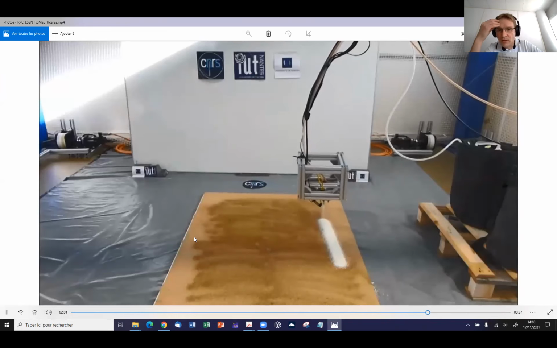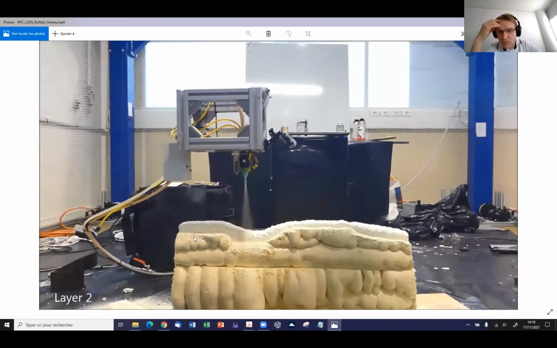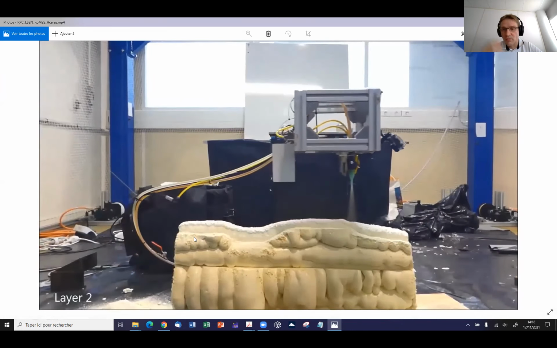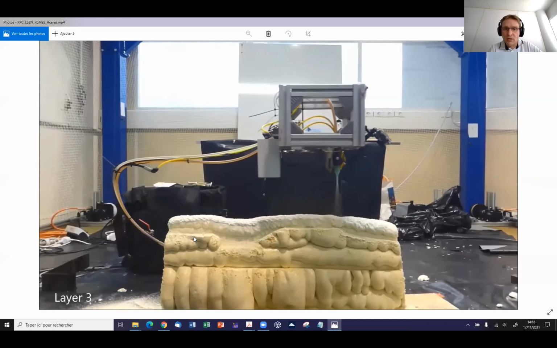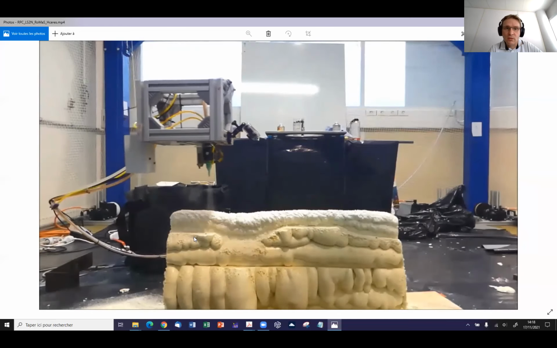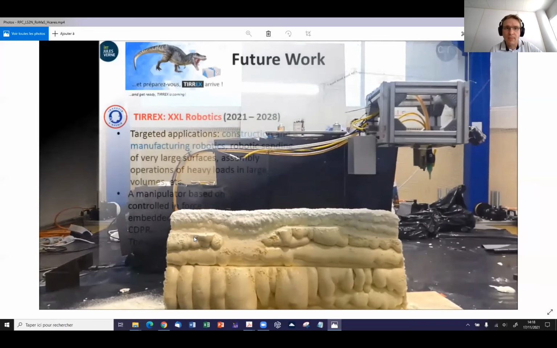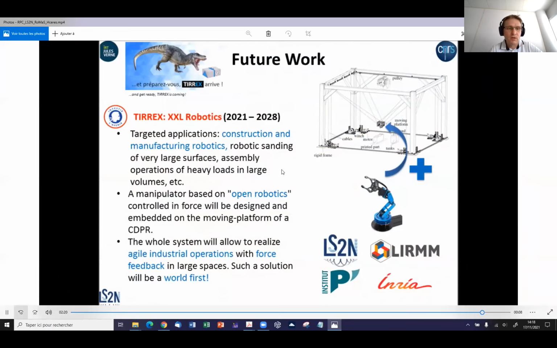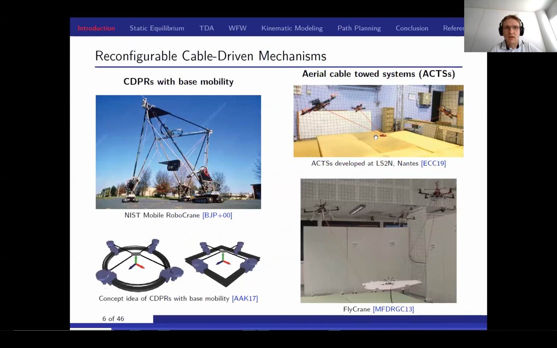Also in the team, in Roma's team, we have strong activities in construction robotics. We have some ongoing work on additive manufacturing using CDPR as a mobility solution. I will come back to this new project later on.